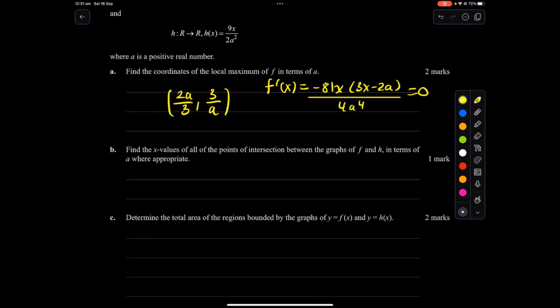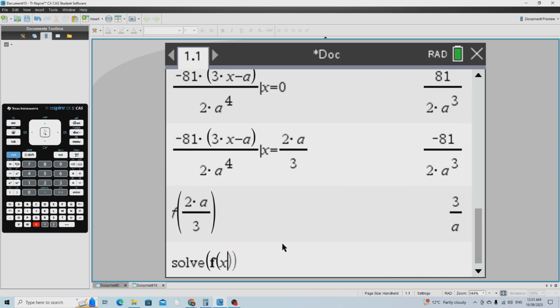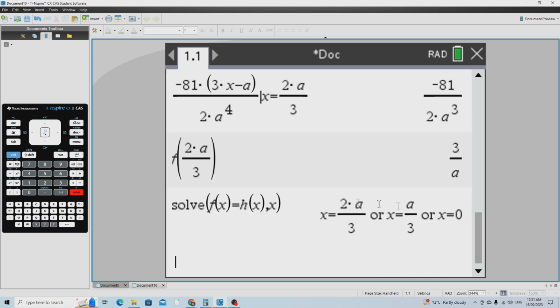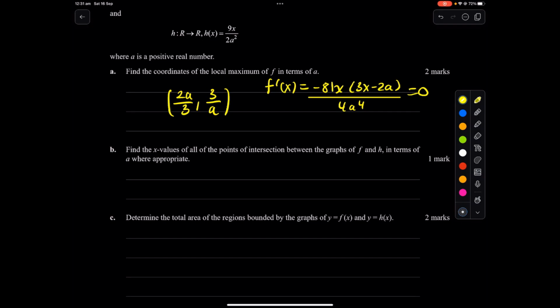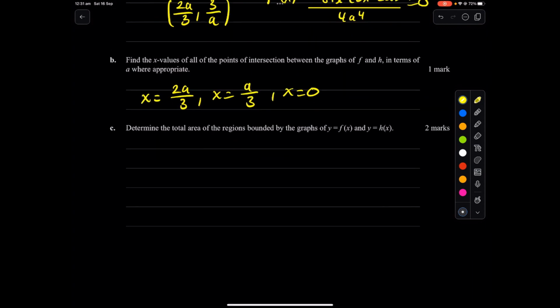Find the x values of all points of intersection between the graph of f and h in terms of a. Okay, easy. So we want to solve where f of x is actually equal to h of x, and we want the x values. So these values. Done. So x is equal to 2a on 3, x is equal to a on 3, and x is equal to 0. Done. Determine the total area of the region bounded by the graph of y equals f of x and h of x.